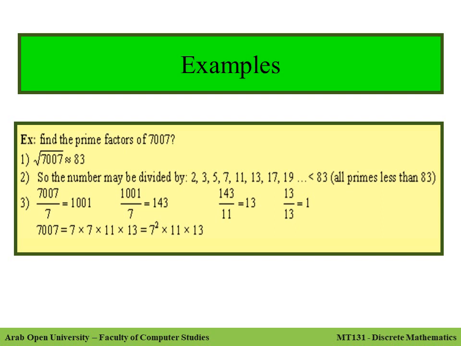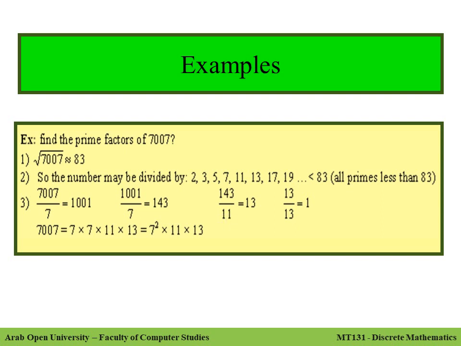So this prime factor is repeated. So this is the second factor in the prime factorization. Now the quotient 143 will not be divisible by 2, 3, 5, or 7. The first prime that divides it is 11. So 143 divided by 11 is equal to 13.